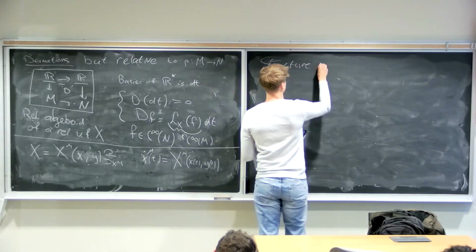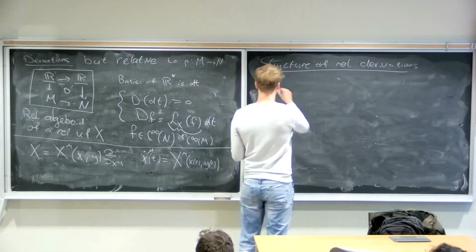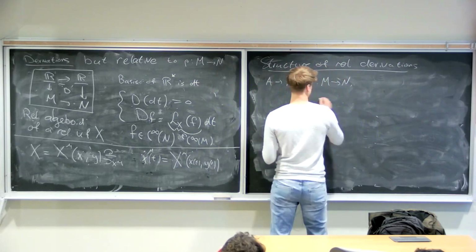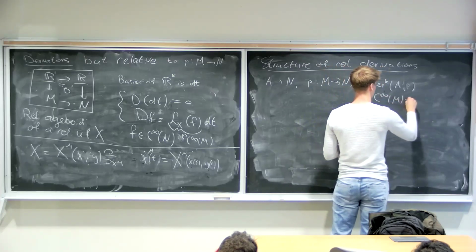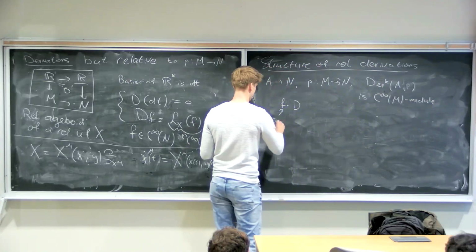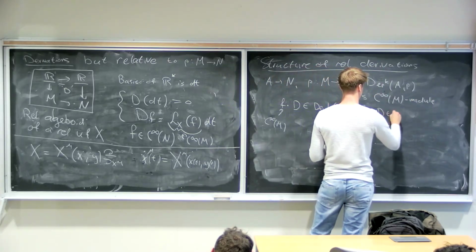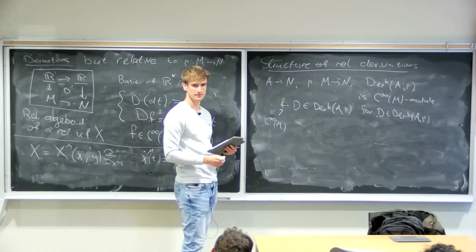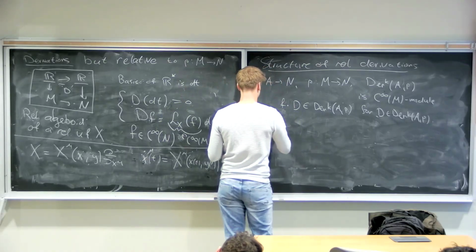Let's dive into the structure of relative derivations. So I'm still fixing A over N and P from M to N. And now the K-derivations relative to P form a C-infinity of M module, because we can multiply with any function on M. The target space of this one is forms on the pullback B. So that works.